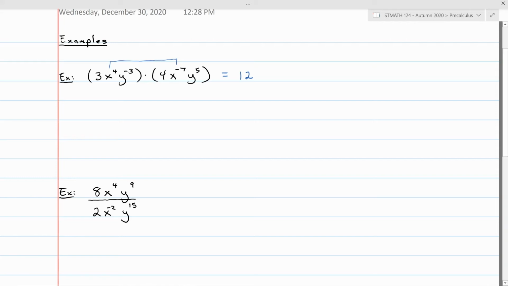So x to the 4th times x to the negative 7 would be x to the negative 3rd, 4 minus 7. And the same thing with the y terms there. I'll multiply the y terms, add the exponents, and get y squared. And oftentimes we want to see all positive exponents. So I'll convert this so that it's all positive exponents, and then I would have 12 y squared all divided by x cubed, because that x to the negative 3rd power means the same thing as 1 over x cubed. So this I would consider a simplified answer here.